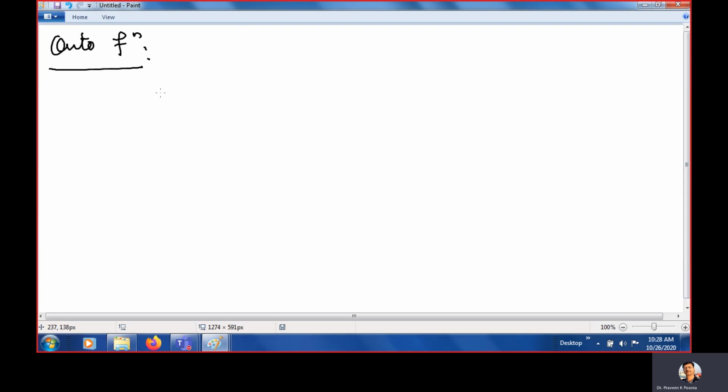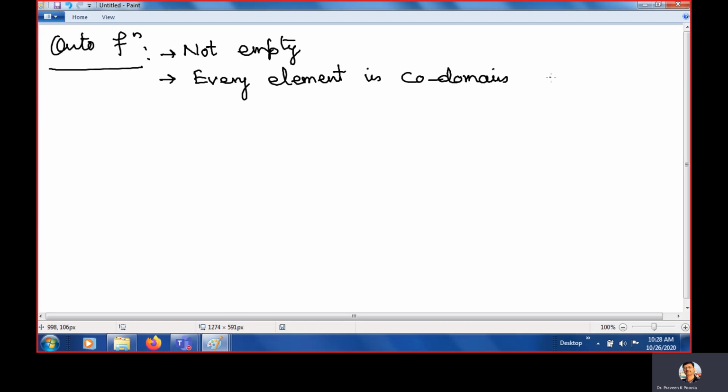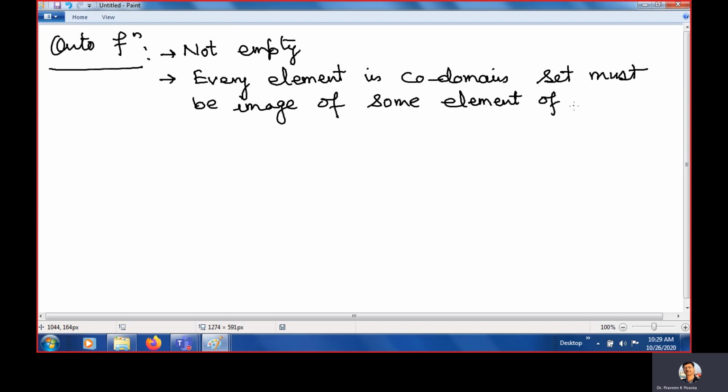That means, okay, let us understand. Onto means not empty. Not empty means every element in the codomain set must be the image of some element of set A. Clear?